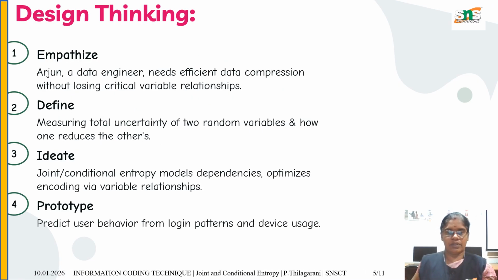In design thinking, the first phase is empathize. Arjun is a data engineer. He needs efficient data compression without losing critical variable relationships. In the define phase, we define the problem: measuring the total uncertainty of two random variables and how one reduces the other. Then the ideate phase: joint or conditional entropy models dependencies and optimizes encoding via variable relationships. Last, the prototype is to predict user behavior from login patterns and device usage.